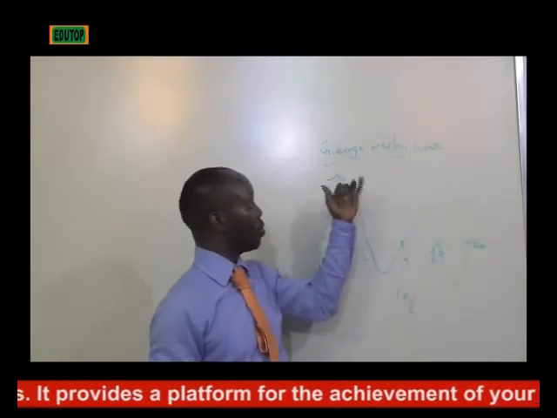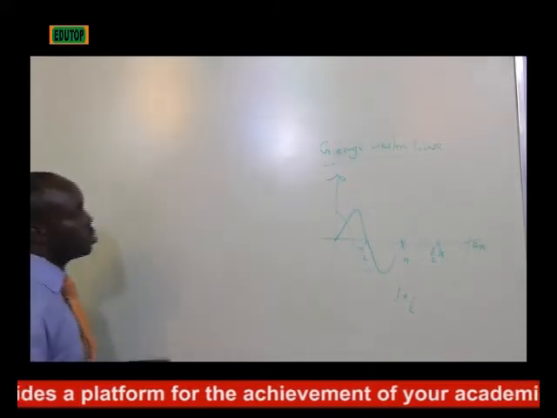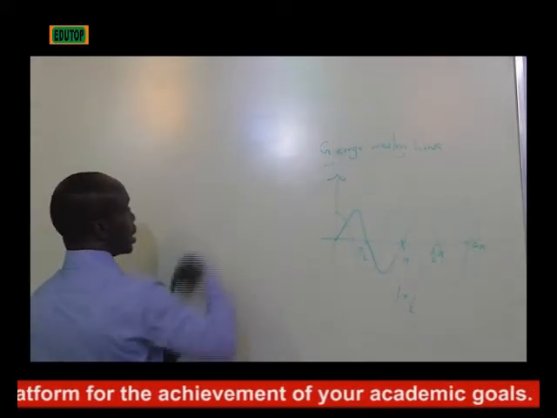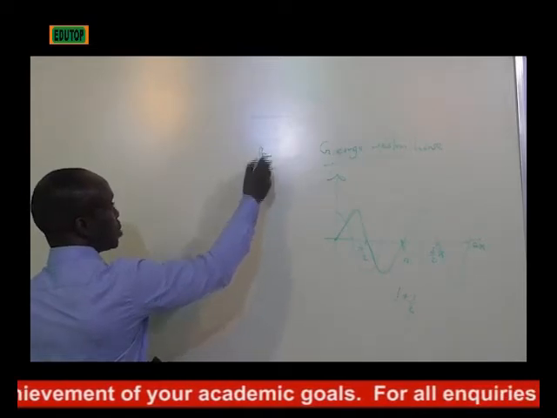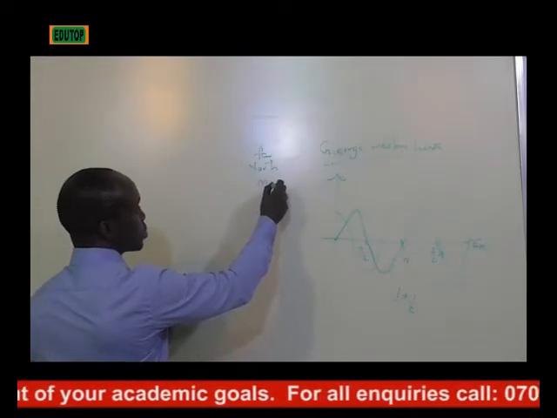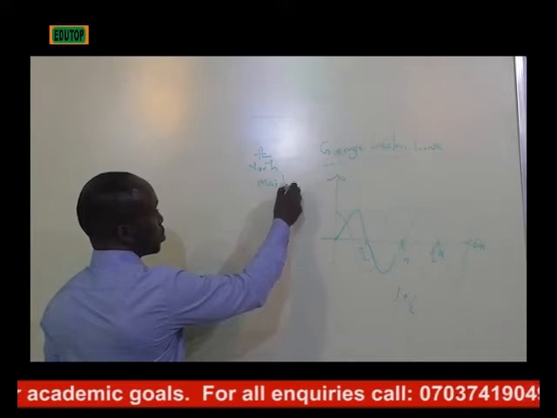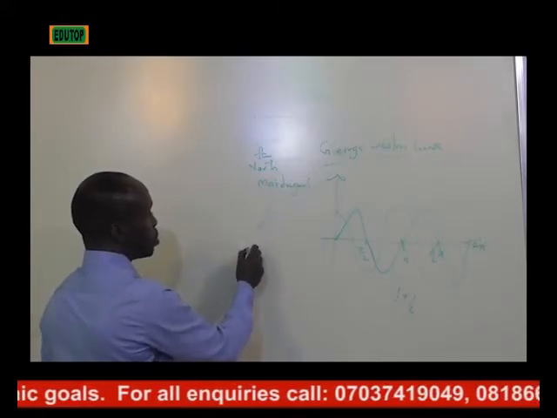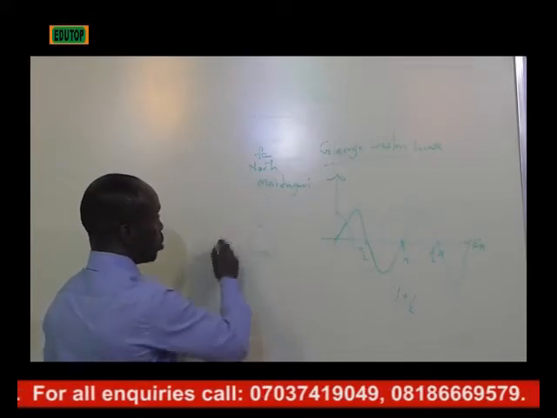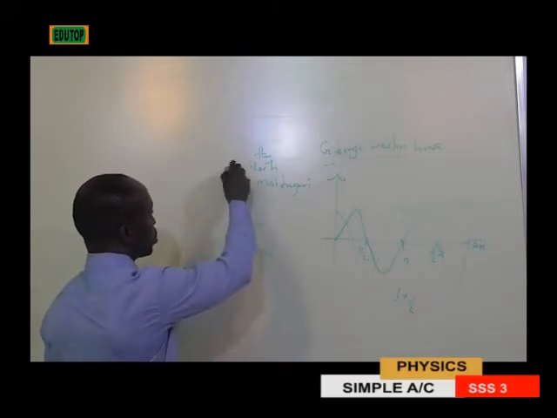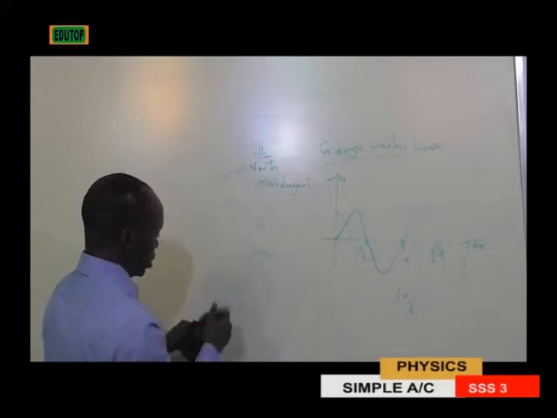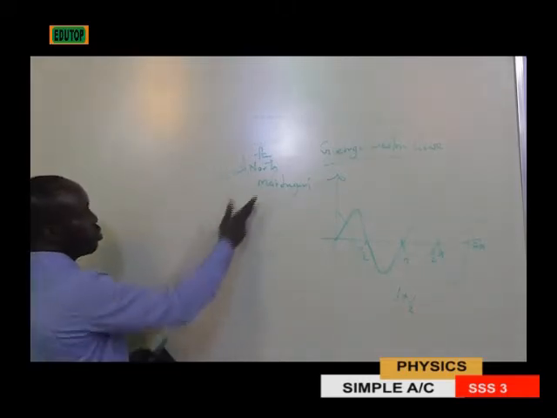You understand? So from there, you'll be able to deduce that it can travel as far as, let's say, far north. If I say far north, let's say Maiduguri, down to Lagos, on the same wire, you understand? With almost constant volts.